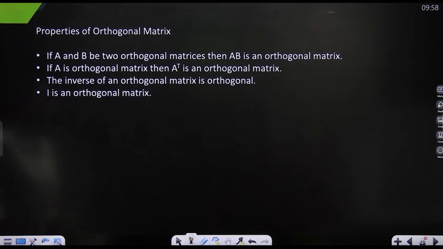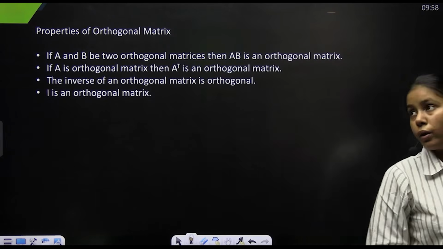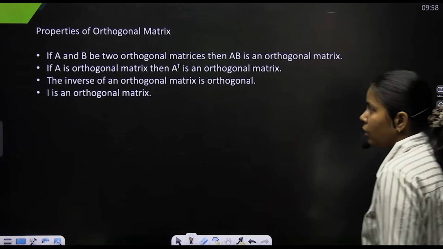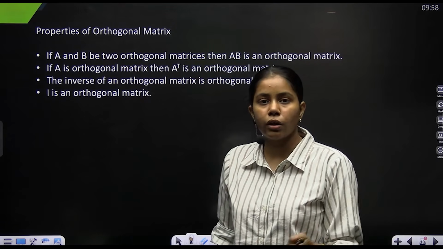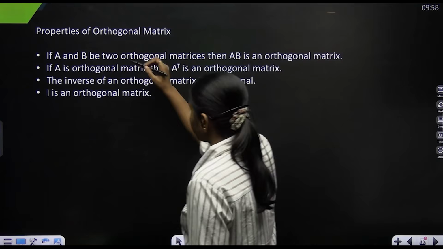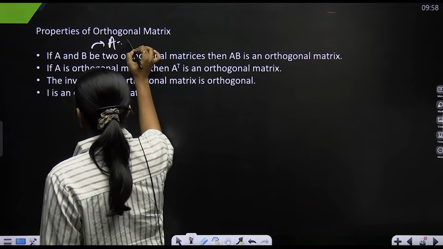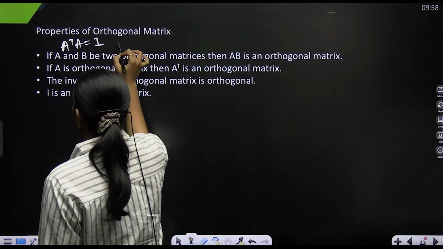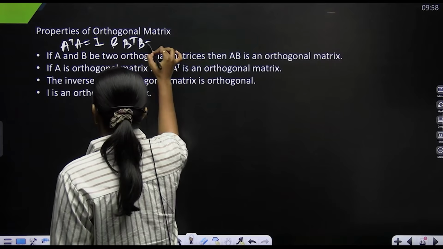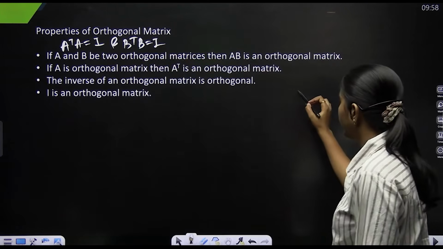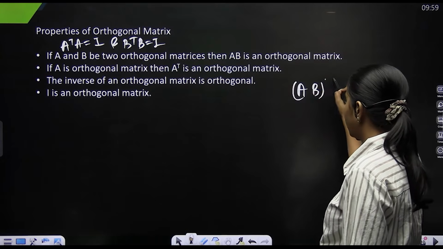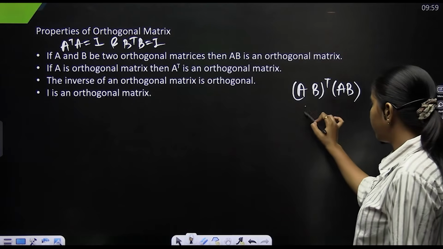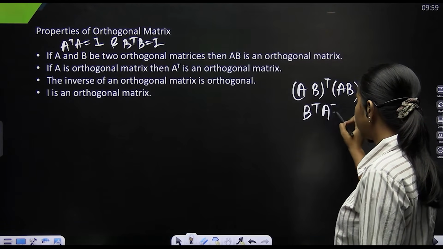Now let's discuss some of the properties of orthogonal matrices. If A and B are two orthogonal matrices, then AB is an orthogonal matrix. Let's check, is it true or not? A and B orthogonal means A transpose A is equal to identity, and for B, B transpose B is equal to identity. I need to check for AB. So I need to check AB transpose into AB. So what would it become? B transpose A transpose A B.